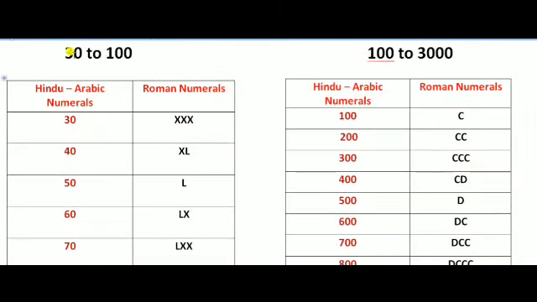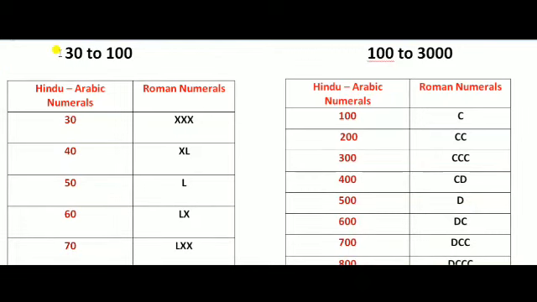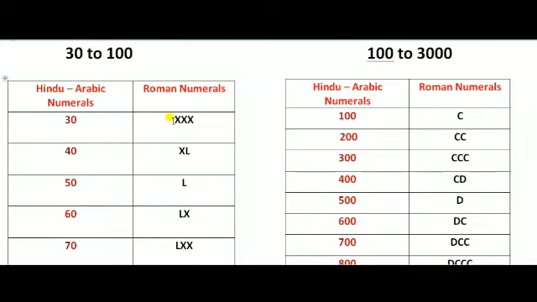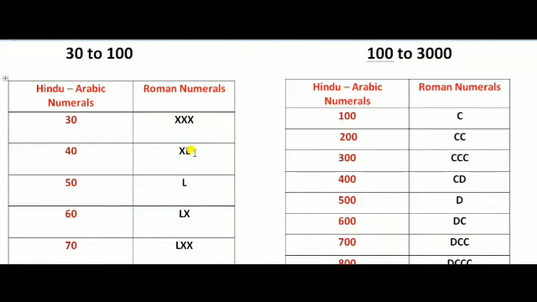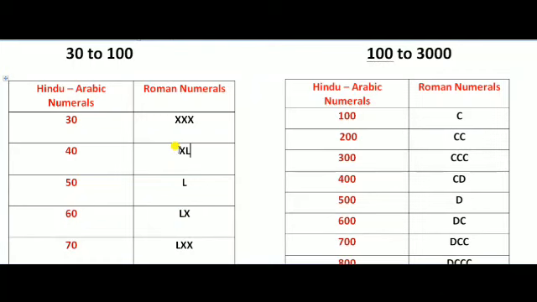Let us see numerals 30 to 100, that is, the multiples of 10: 30, 40, 50 and so on. 30 can be represented as XXX. We have learned that X can be repeated thrice, not more than 3 times. So 40 is not written as XXXX, it is wrong. You have to use the concept of subtraction: from the higher numeral you subtract the smaller numeral, so it becomes 50 minus 10.